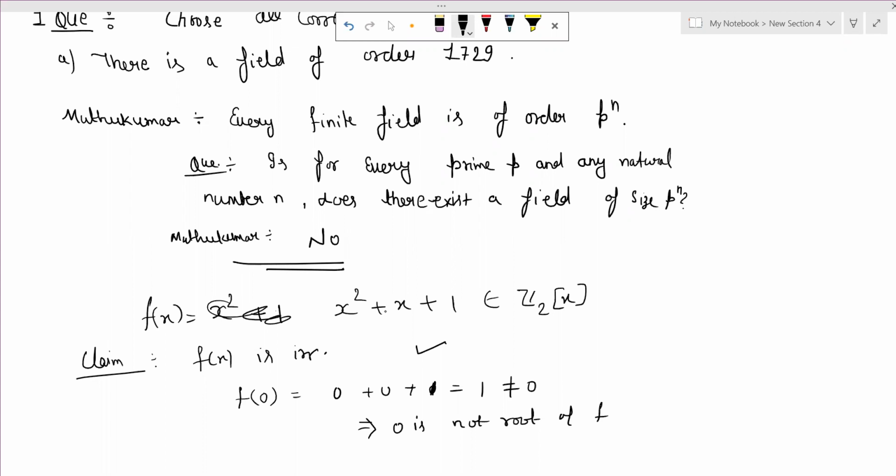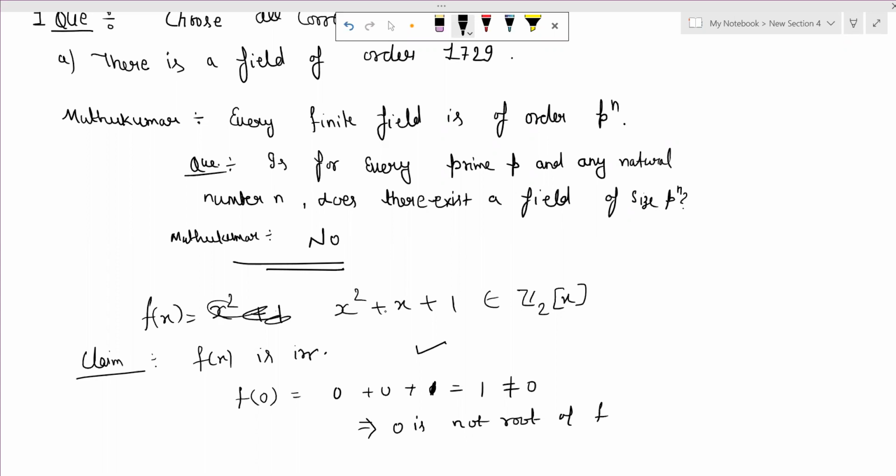So that means, whether it is possible to express 1729 in the form p to the power n. If you prove this statement, then we are done, because then you can use it. If for every prime p and every natural number n there exists a field of size p to the power n, then you can just use its factorization and say whether it exists or not, depending on whether it is a prime power. But first you have to think about this statement. Is this true or not?